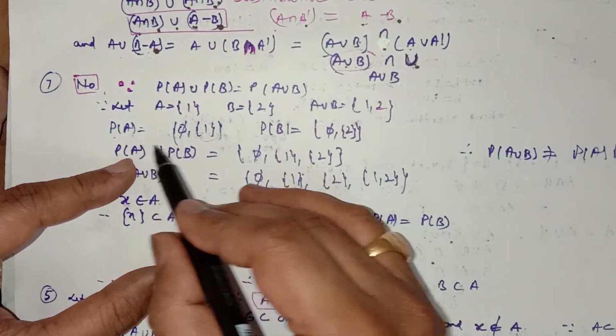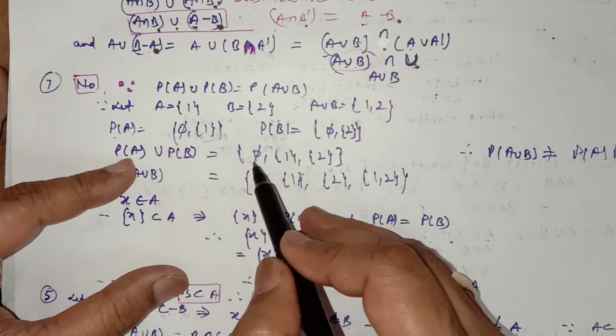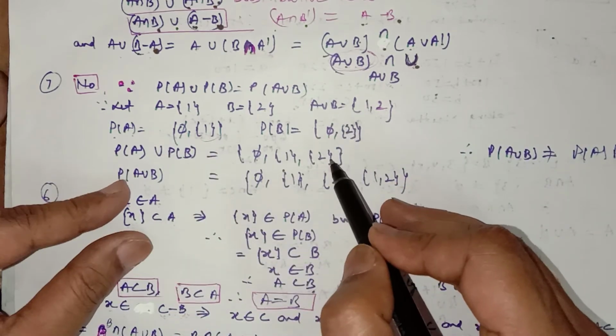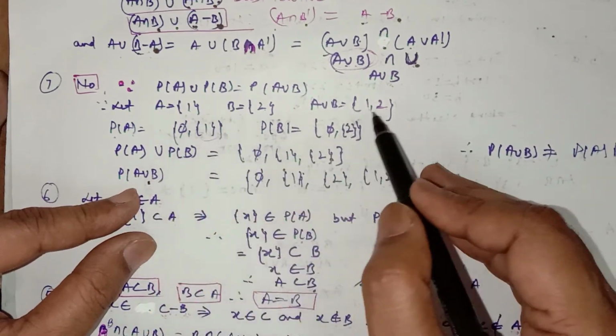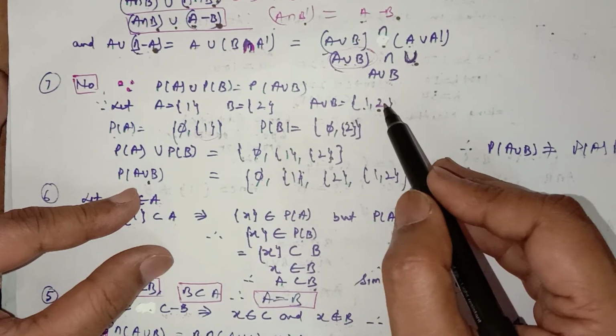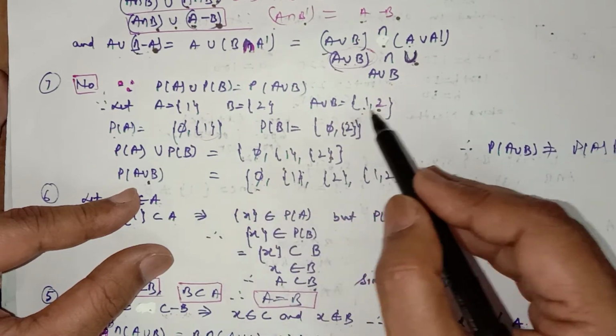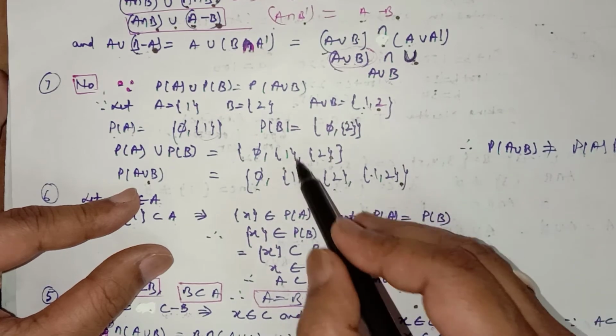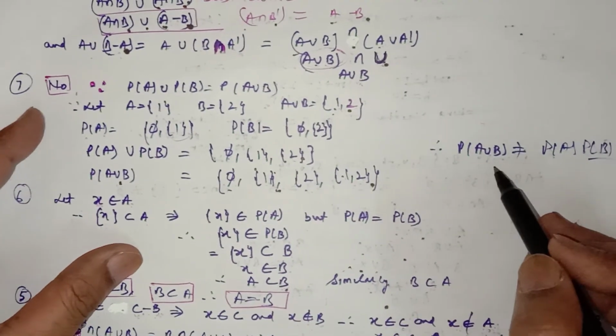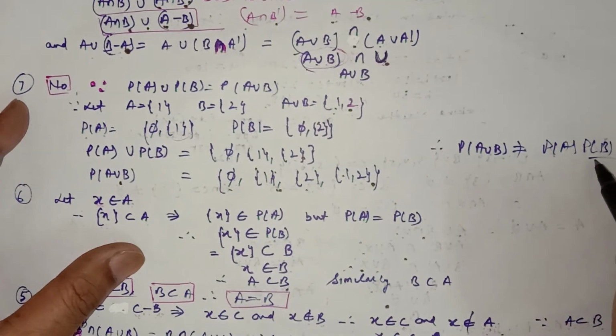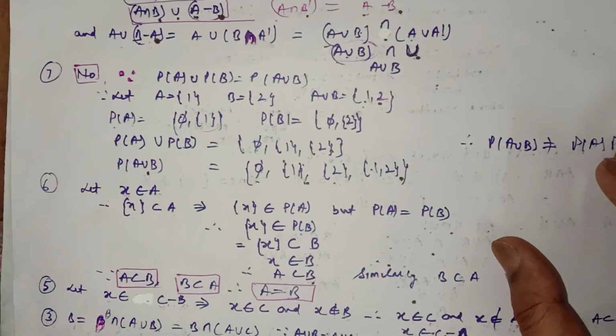Now power set of A union power set of B will be {empty, {1}, {2}}, and power set of A union B, which is {1, 2}, will have 4 subsets, that is empty, {1}, {2} and {1, 2}. They are not equal to each other. So power set of A union B is not equal to power set of A union power set of B.